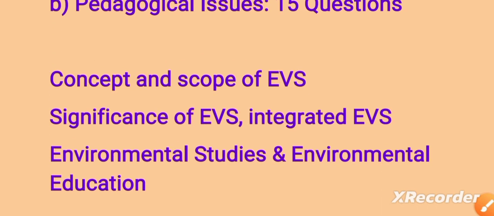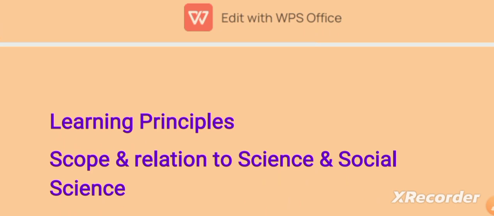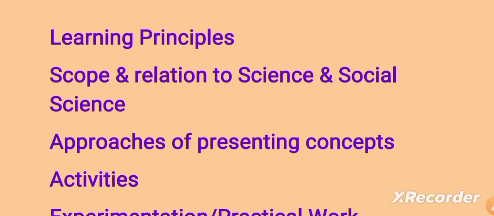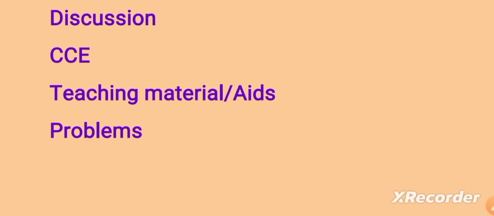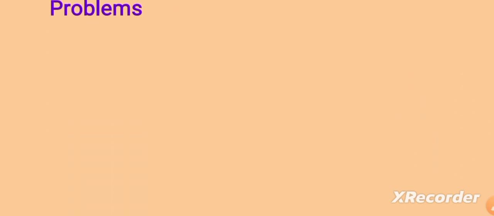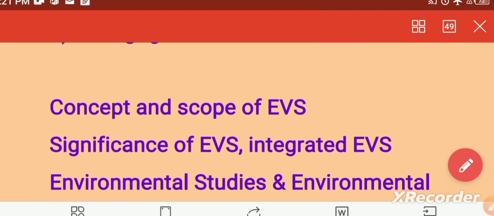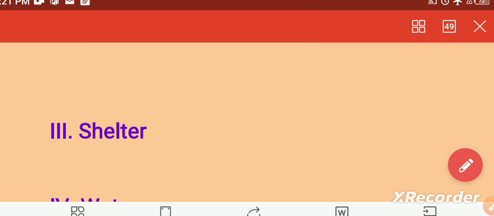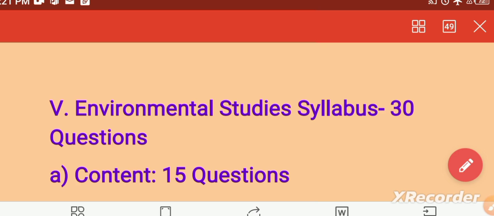Concepts and scope of EVS, significance of EVS, integrated EVS, environmental studies and environmental education, and learning principles, also scope and relation to science and social science, approaches of presenting concepts, activities, experimentation or practical work, discussion, CCE, teaching material, aids and problems. These are regarding the fifth section, which is the environmental studies syllabus.